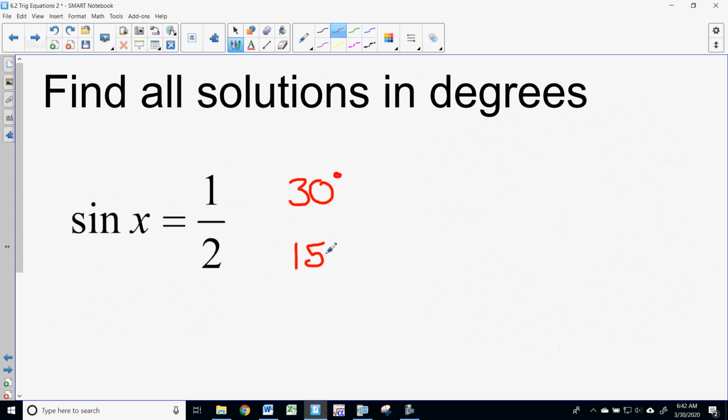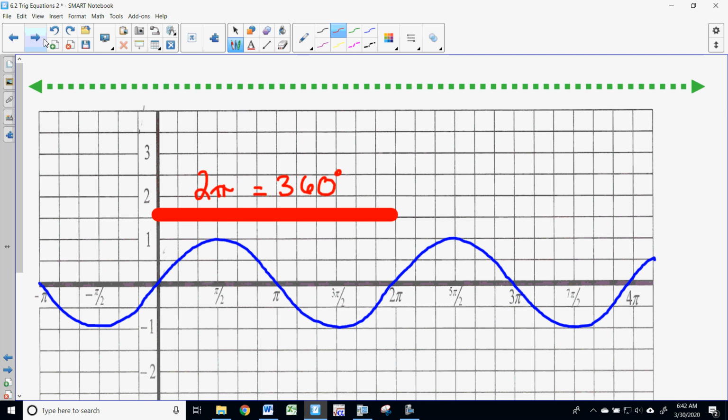However, we're not done yet. This is what we did previously. And if you think about that, those are our two answers on the unit circle. But we want to find all solutions. So if we go back to our graph of sine, you will remember that there is a lot more than two answers because of our sine curve.